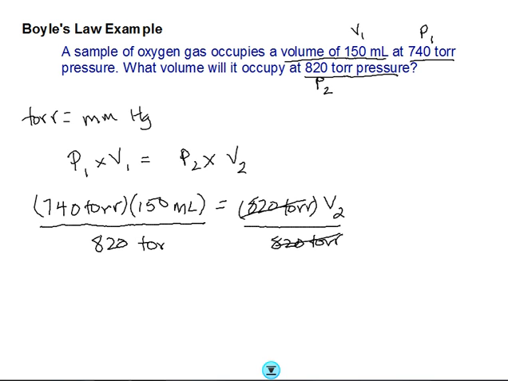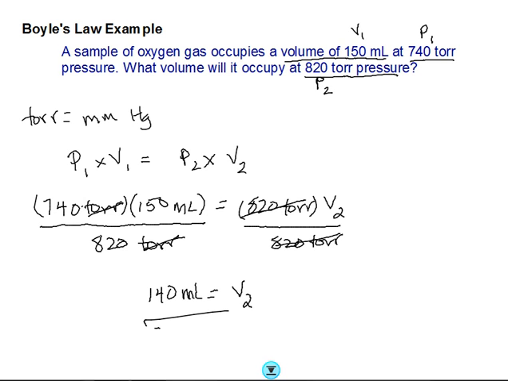Okay, and if you notice that the units cancel out, torr and torr, and you're left with the unit of milliliters. So that's what unit we're looking for, because that's a volume unit. So you take 740 times 150 divided by 820, and you're going to get approximately, how many sig figs do you want here? Should be 2, because in our problem here, the smallest number of sig figs we have is 2 sig figs. So you get about 135.365 milliliters, and to 2 sig figs, we're going to say about 140 milliliters.